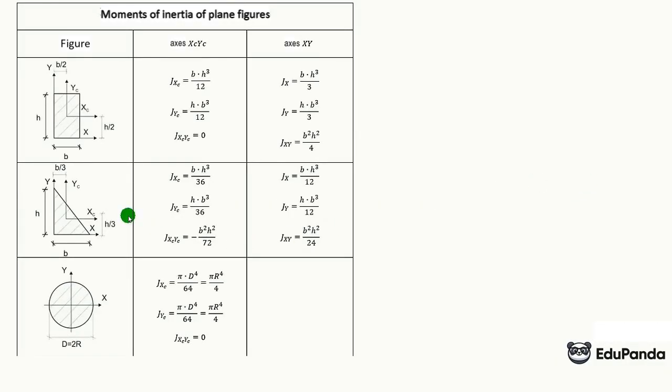In this table, we have basic figures for which moments of inertia have been derived. And we will mainly be interested in moments of inertia with respect to central axes. That is, with respect to axes located in the center of gravity of the figure. Additionally, in most tables, you will find moments of inertia with respect to axes, which are located at the beginning of the figure, but that will not be needed for us. We will focus on moments of inertia with respect to the center of gravity.